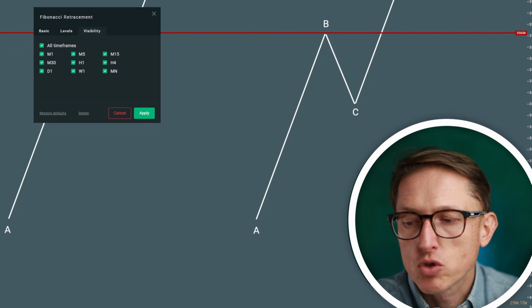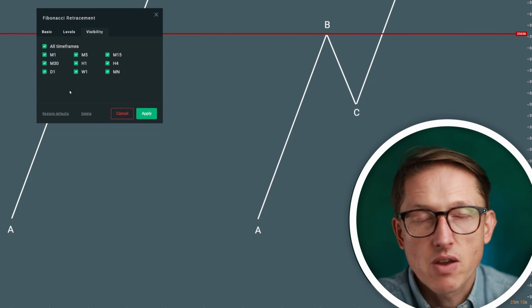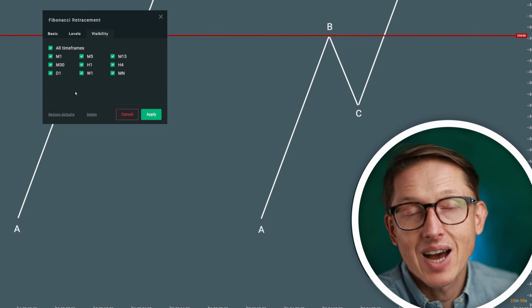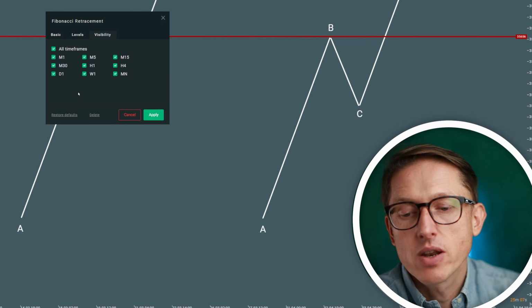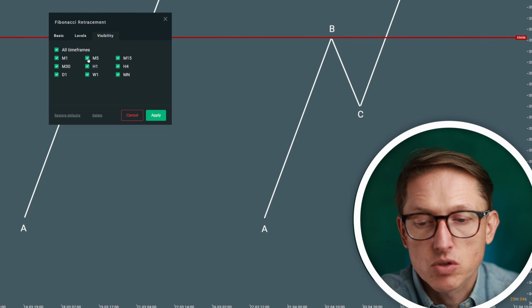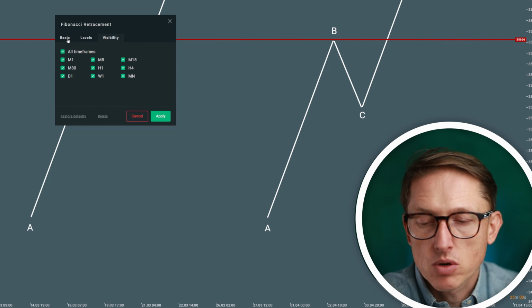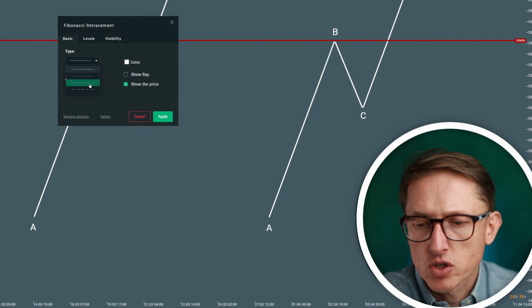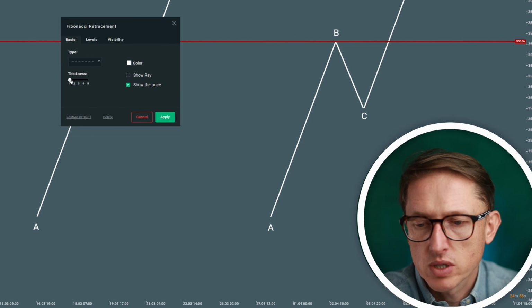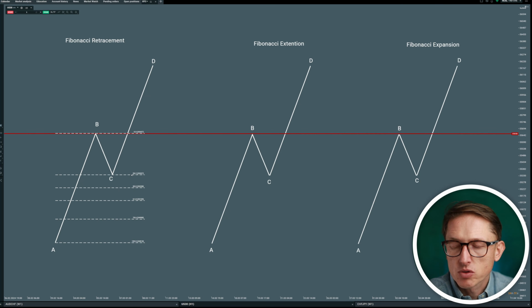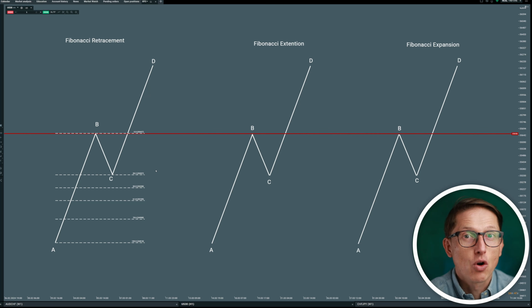Visibility: when you draw it here on, let's say, a 5-minute chart, you don't want these lines visible on daily, then you can select that this is only to be seen on the 5 and 1 minute charts. That's how it works. And the basics, of course, you can change the line. For example, let's do it this way and make it on. Now we have a nice dotted line, which can be a little bit more original than other people's charts.